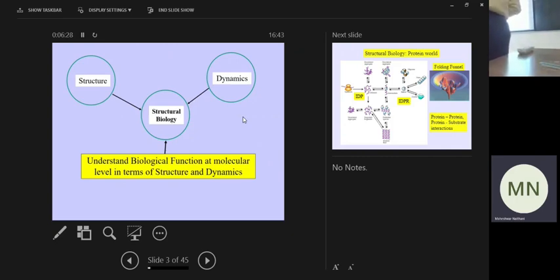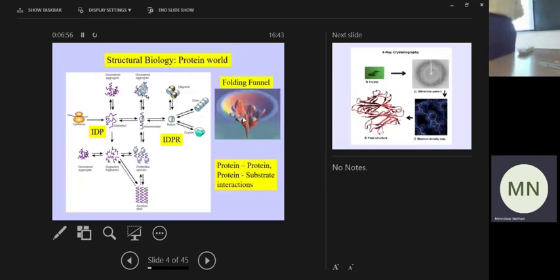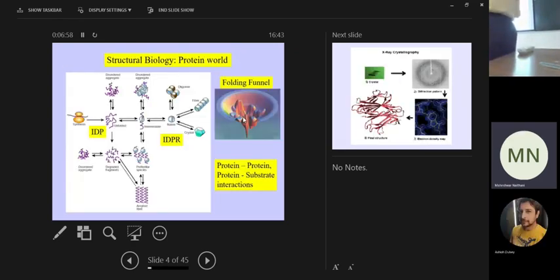Now, structural biology, in brief, is understanding biological function at the molecular level in terms of structure and dynamics. So you have structural biology in the center, and you have structure and dynamics. Of course, there are other components to it, but these are the main primary things which are of importance. You want to understand these two features in structural biology. Ultimately, you want to understand the biological function, which is a consequence of these two factors. Now, this is the slide, this part of the slide.